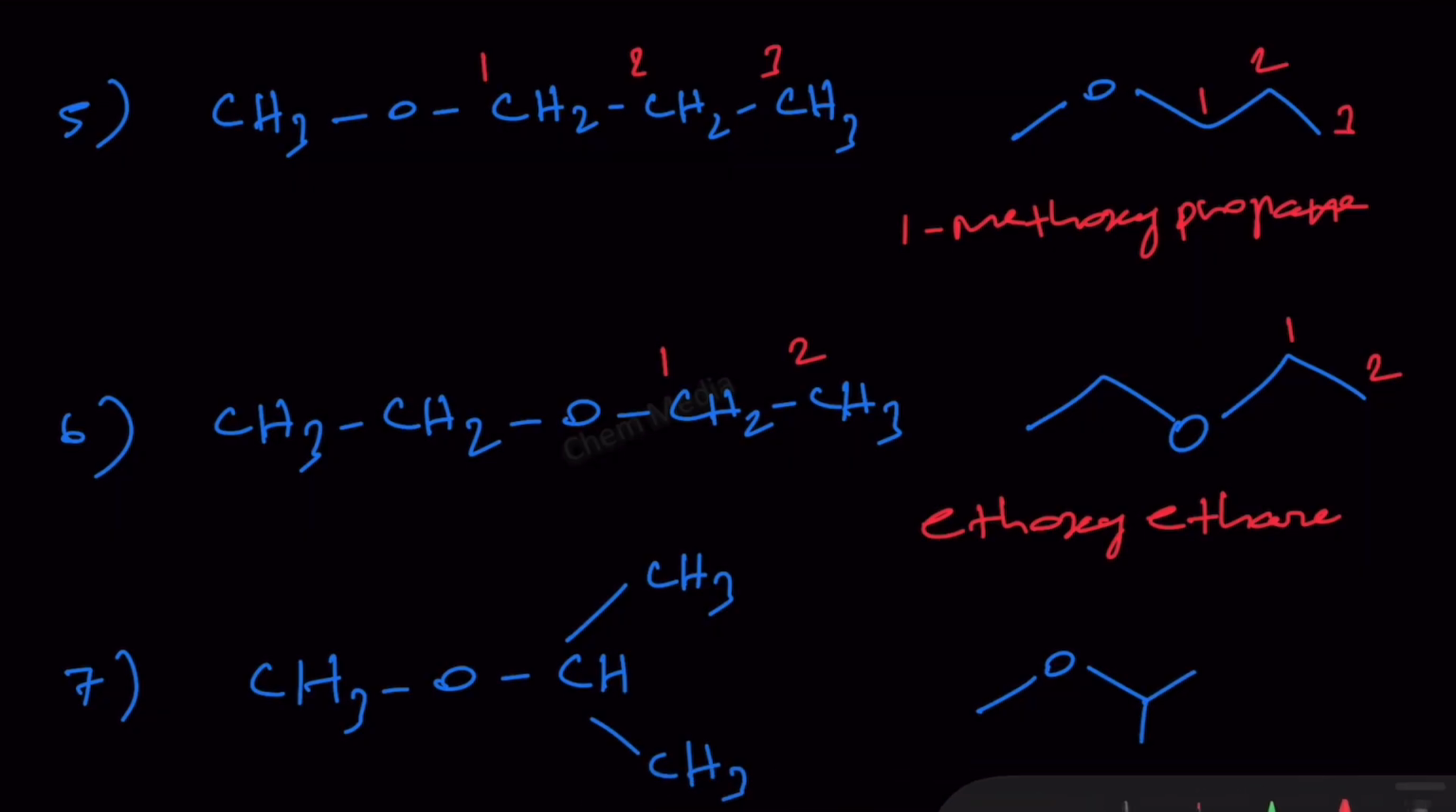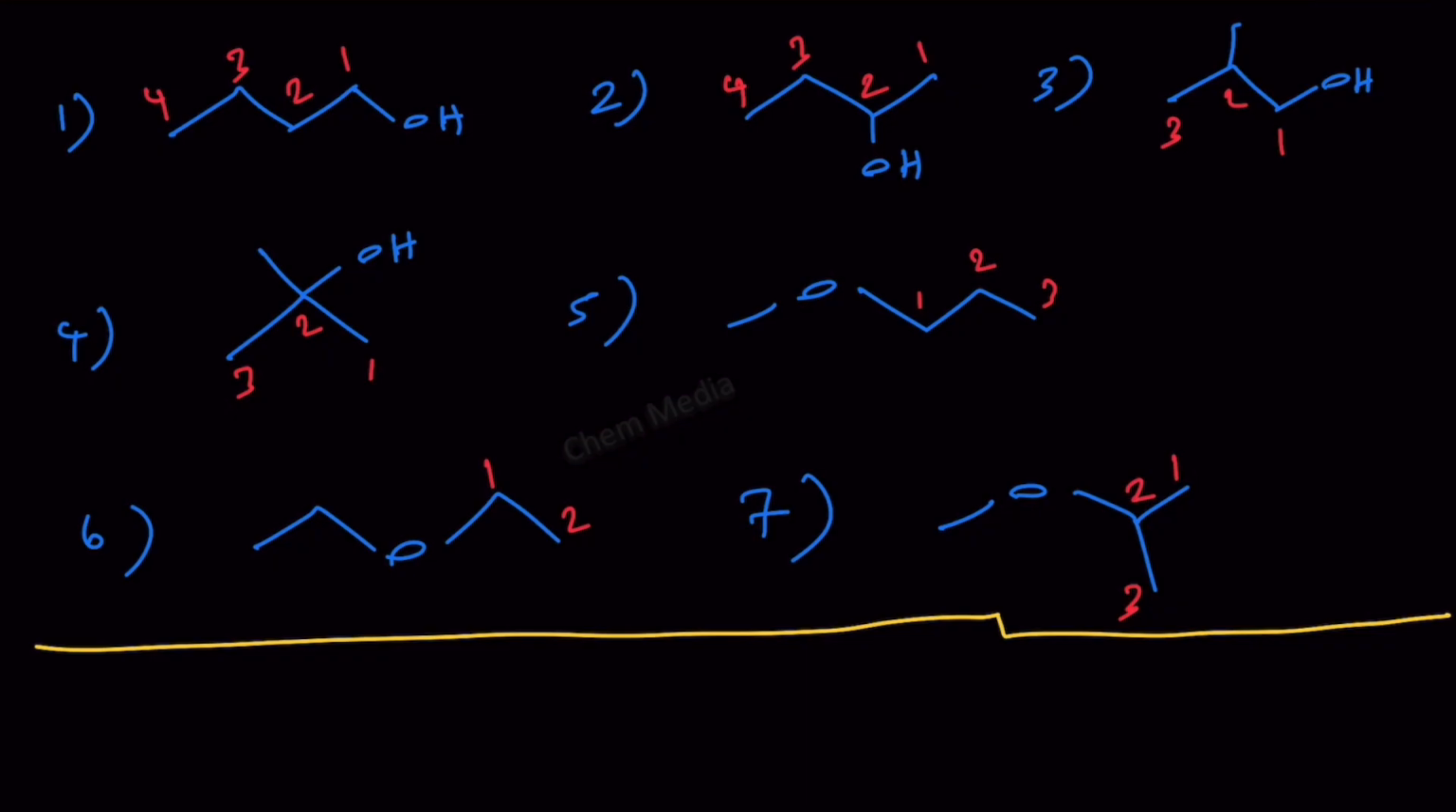Let's number it: 1, 2, 3. That is the long continuous carbon chain, and therefore this is 2-methoxy propane. These are the 7 isomers that we can write for C4H10O. Now let's talk about isomerism among these 7 molecules.